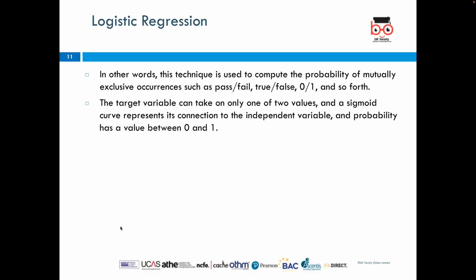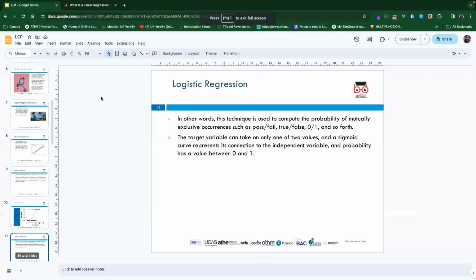More on logistic regression. In other words, this technique is used to compute the probability of a mutually exclusive occurrence, such as pass or fail, true or false, 0 and 1, and so forth. The target variable can take on only one of two values, and a sigmoid curve represents the connection to the independent variable and probability as a value between 0 and 1.